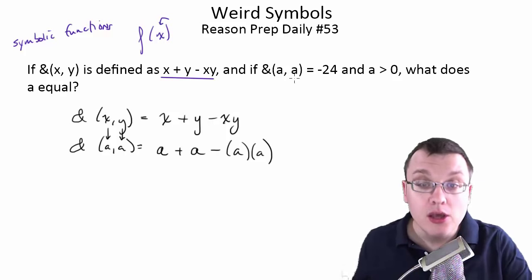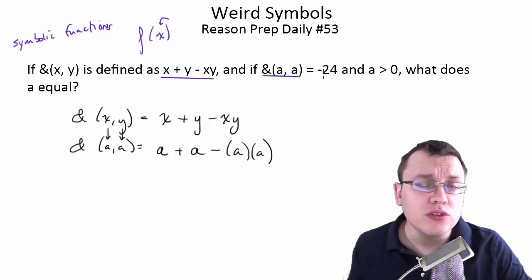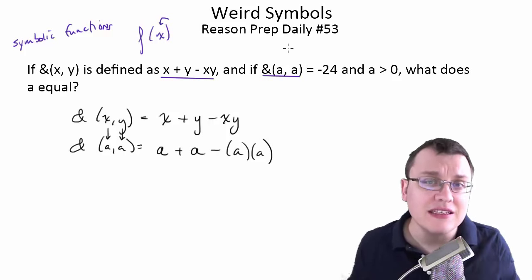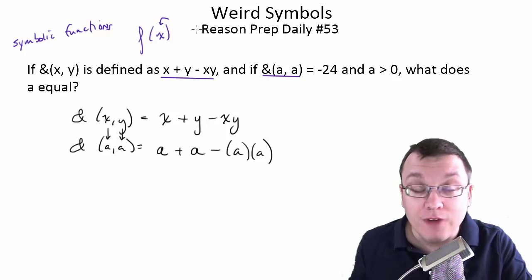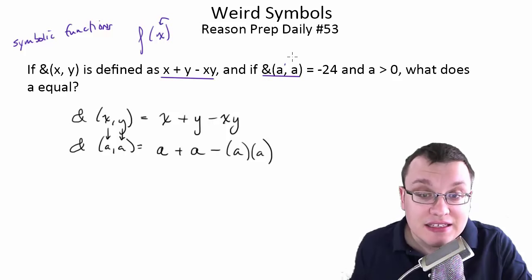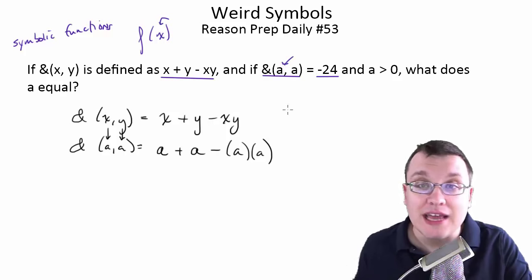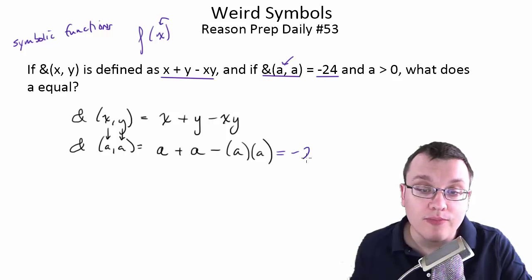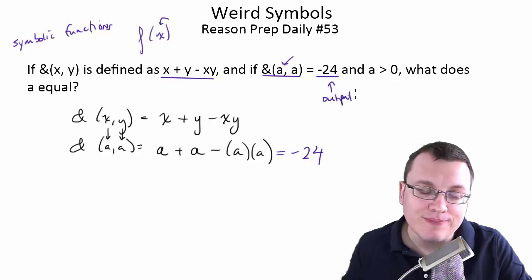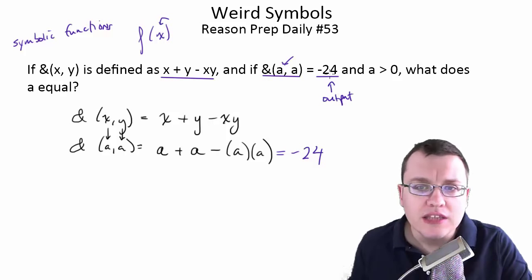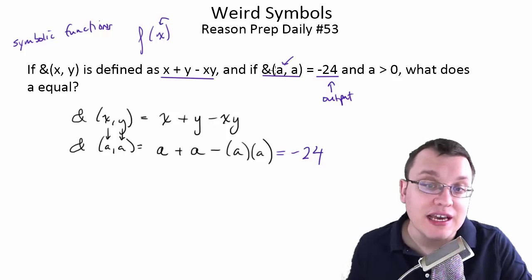Now here's the other key. We're also told that this ampersand a comma a is equal to negative 24. So this is also testing the difference between the input and the output, which I've talked about before when talking about functions in particular. So in this case, this is the input. These a's are what we put into the equation, and the output is negative 24. So this should equal negative 24 because this is the output. It's kind of like, I don't want to say the y value, but it's the value of the function at a particular set of inputs, in this case a and a.